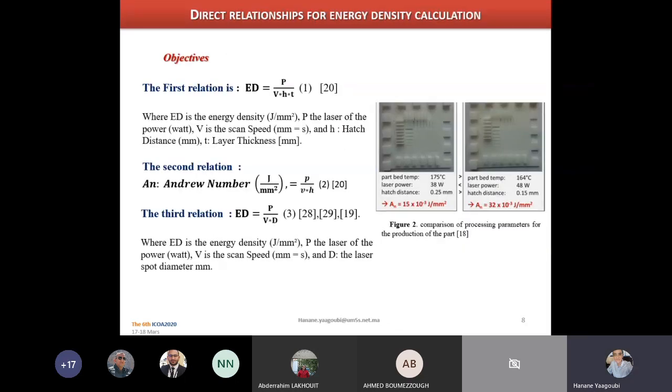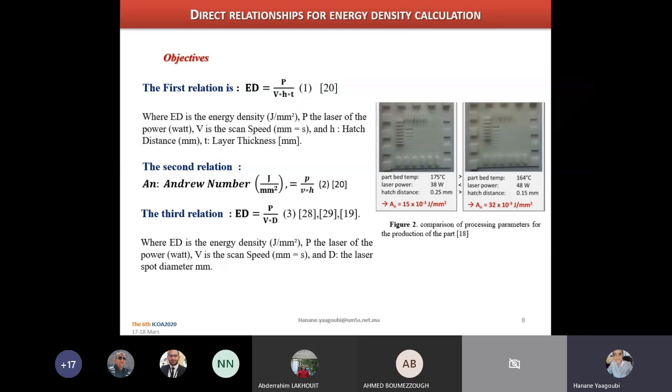So in the bibliography, we have found three different relations that are used to calculate the value of the energy density. The first relation: ED is the energy density, P is the laser power, V is scan speed, H is the hatch distance, and T is the layer thickness. But in the second relation, we found just P, the laser power, the scan speed, and the hatch distance. In the third relation, we found the laser power, scan speed, and the laser spot diameter.